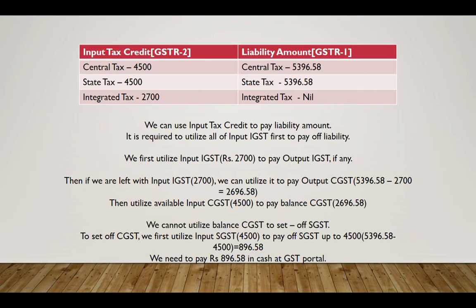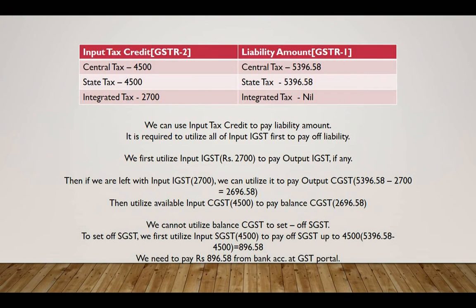The order in which you can utilize input IGST to set off liability amount is as follows. You are first required to utilize all of the input IGST to pay off the liability amount, and you need to utilize input IGST in the following order. First you can use input IGST to set off output IGST, and after that, if you are left with any more input IGST, then you can utilize it to set off central tax, and if you are still left with any more IGST, then you can use it to set off state tax.